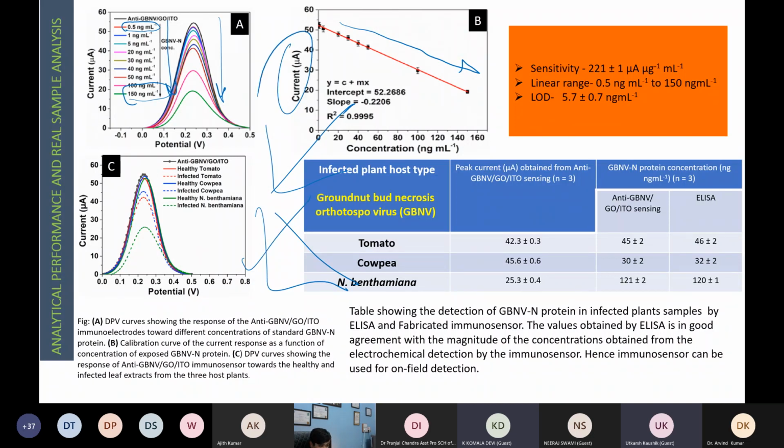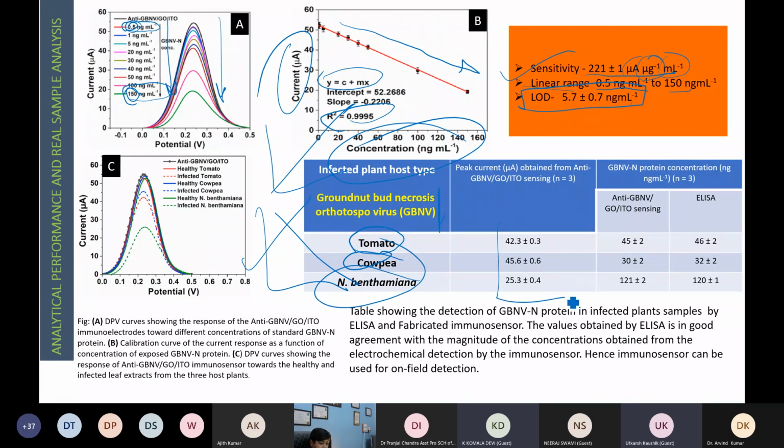So in this case, the signal versus the concentration is y equals mx plus c. This is the regression equation for this particular one. That's the R square value. The sensitivity is 2.1 microampere per nanogram per milliliter, and the linear range is 0.5 nanogram to 150, as you can see here, 0.5 to 150, and the LOD is 5.7 nanogram. That has been tested in tomato, cowpea, and this particular system, this particular virus.